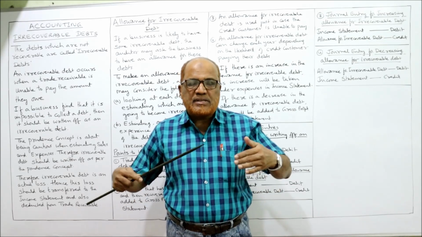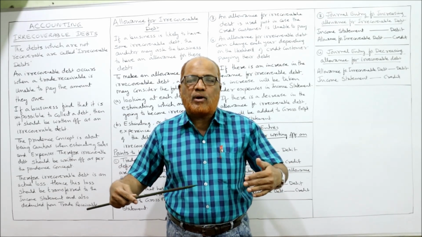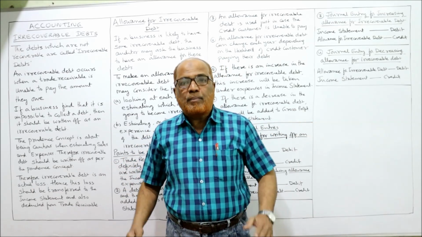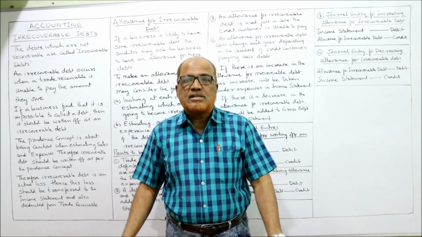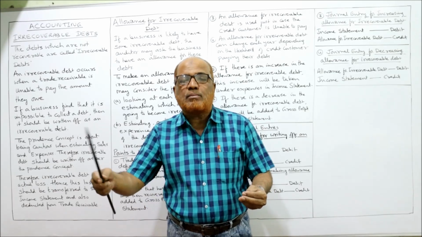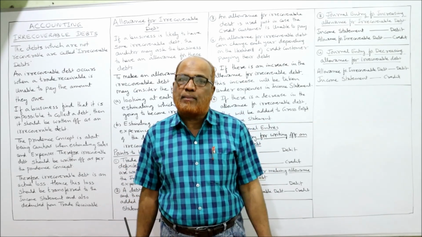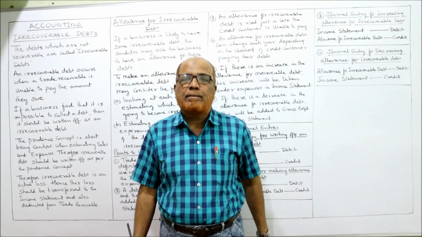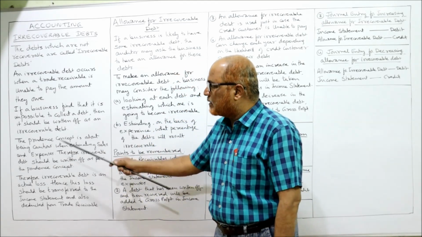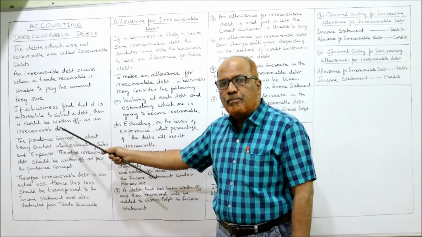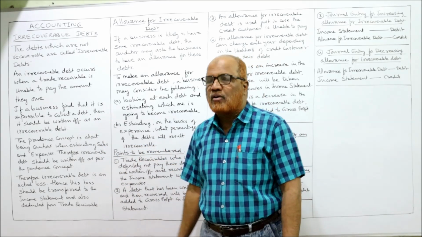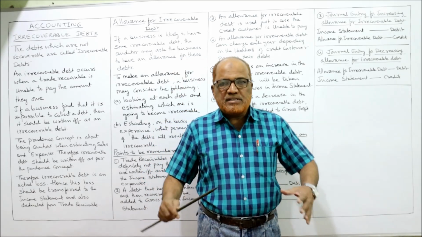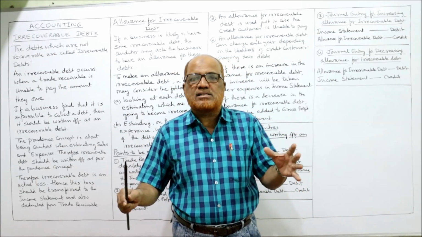The businessman will try to recover the amount from each and every customer, but still the business may incur some loss because some of the customers may not pay the amount. So when the trade receivable is not recoverable, it is called irrecoverable debt. If a business finds that it is impossible to collect the debt, then it should be written off as irrecoverable debt. So the business has to analyze all the customers.